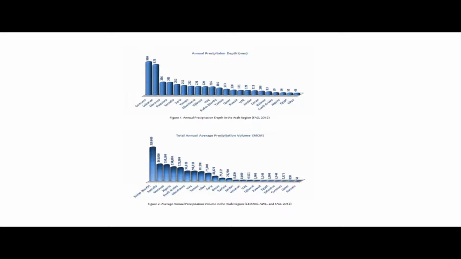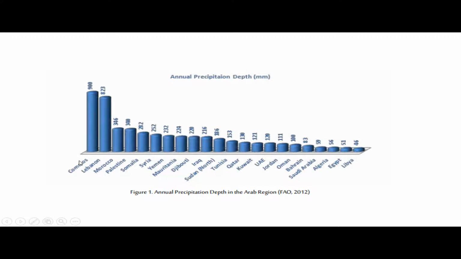Look here, every time the report compares the 22 different countries, it uses sorting. But if you sort, you don't know where the country is, because in the first graph, according to millimeters, Comoros, Lebanon, Morocco are the first three.